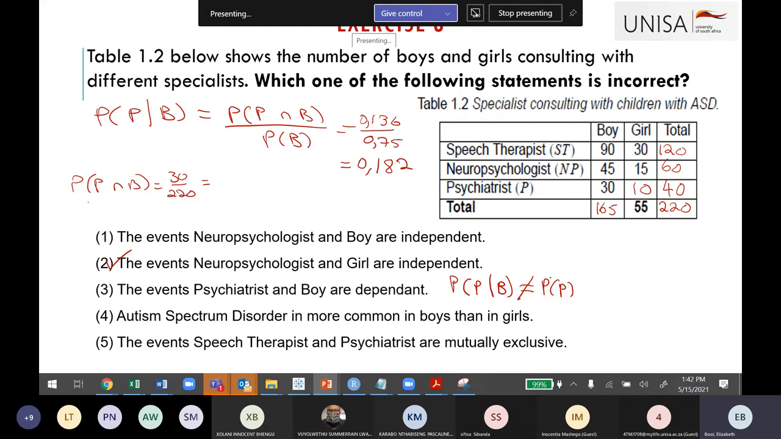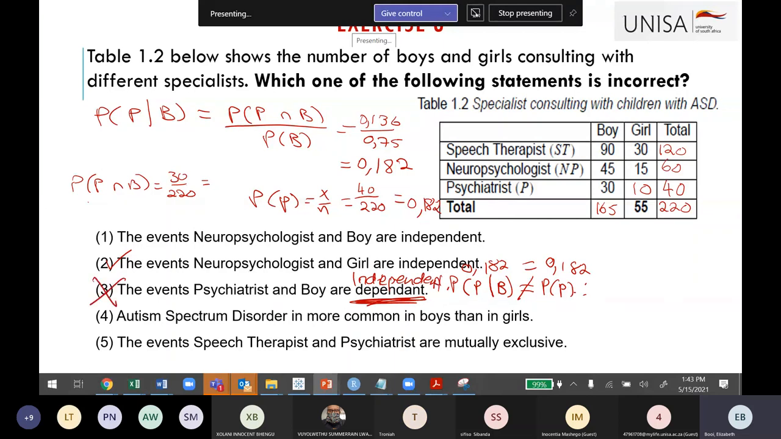I need to find the probability of P. The probability of P is given by X divided by N, which is 40 divided by 220. And what do you get? 0.182. Do you also get the same? Yes. Therefore, 0.182 is equal to 0.182. It means they are not dependent, but they are independent. So this statement is incorrect.